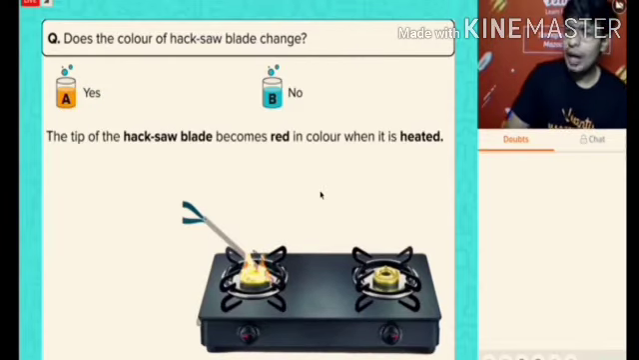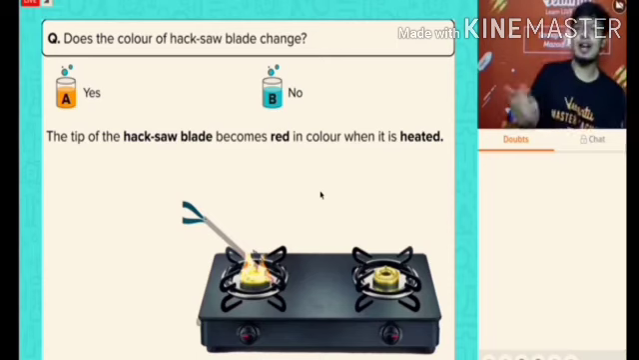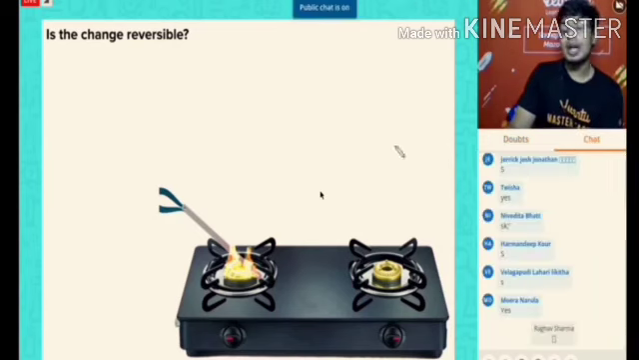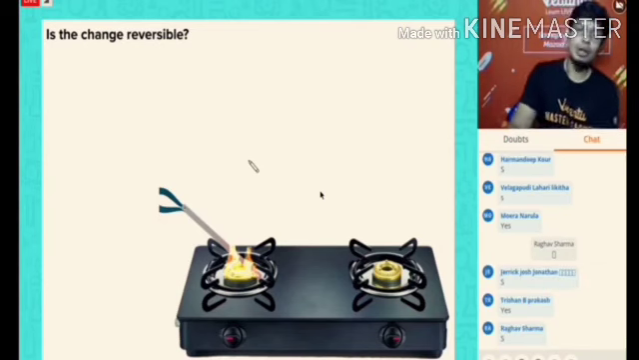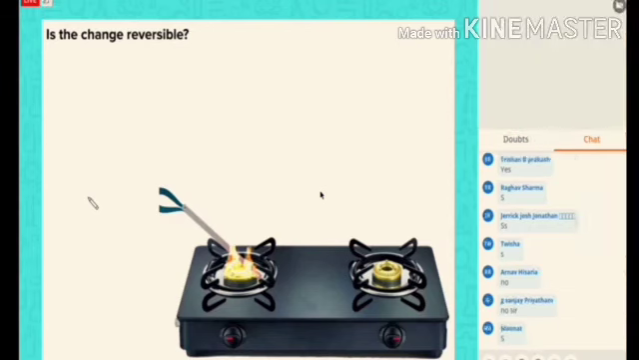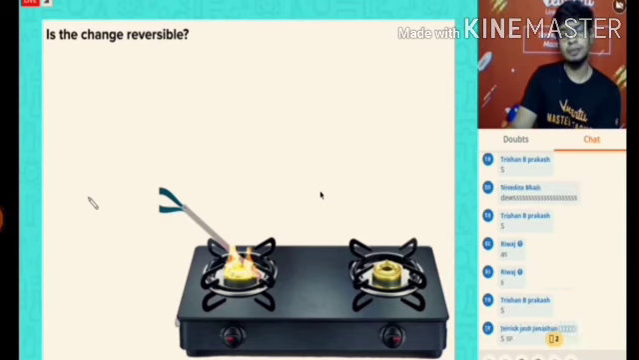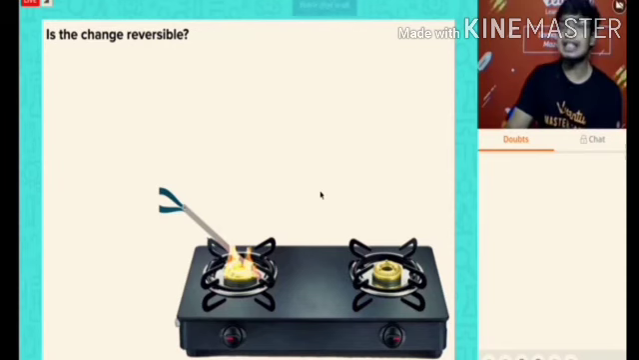Now, we talked about the physical properties of a substance, right? So, is color a physical property of a substance? Of course, color is a physical property of a substance, and we know that it is. Now, my question is, is it reversible, guys? Do you think it can go back to the same color, from red to its original color? Of course it's reversible.